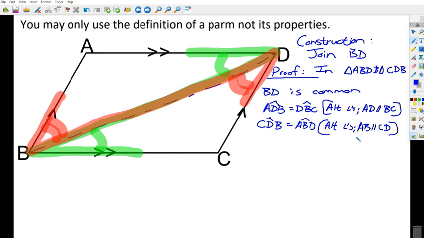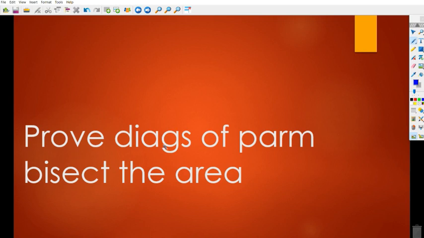Now what do we know about those two triangles? We know that they are congruent. So triangle ABD is congruent to triangle CDB. And why can I say so? Angle, angle, side. You can see it's basically exactly the same as the first proof. But I'm not finished, because what am I trying to prove? I'm trying to prove that the diagonals of a parallelogram bisect the area.